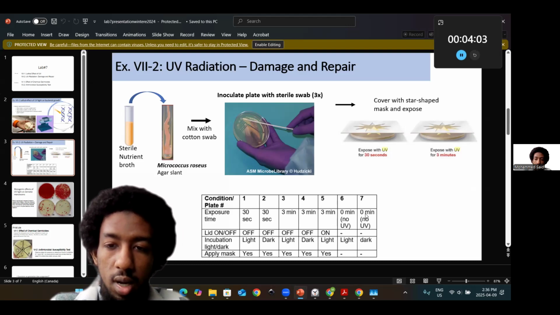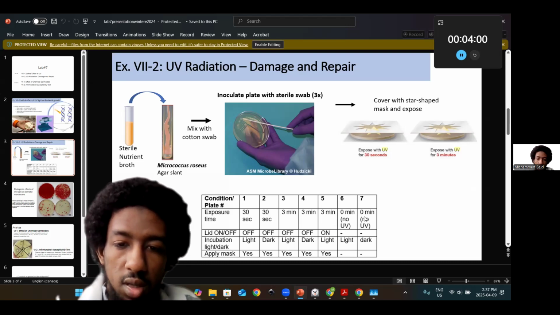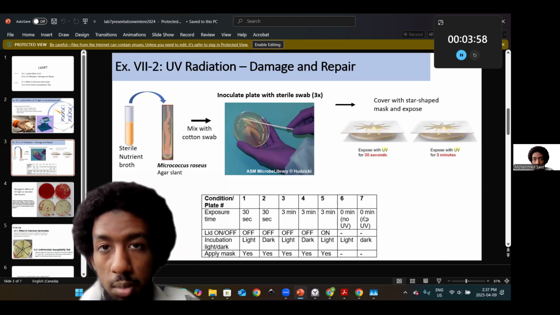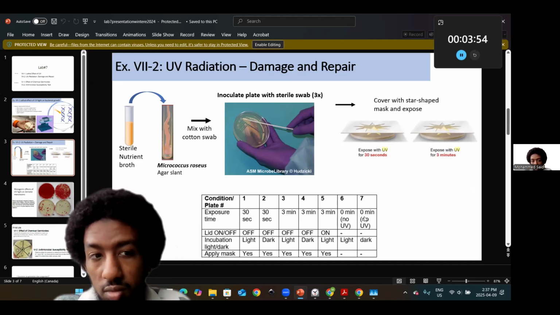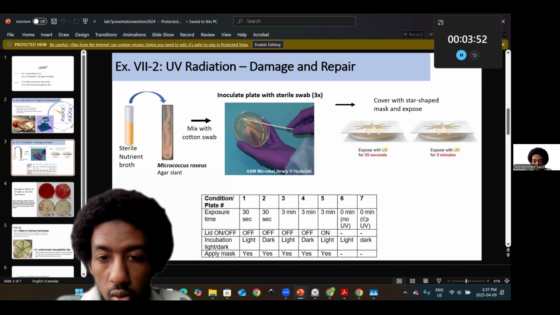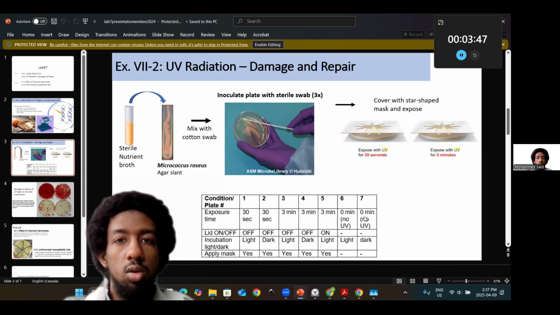But then what's important and how that connects to plate 6 and 7 is the differences in incubation, being at light or at day, light or dark. And you know that there are differences, right, between light and dark repairs. So do note those differences when it's applicable to your exam.